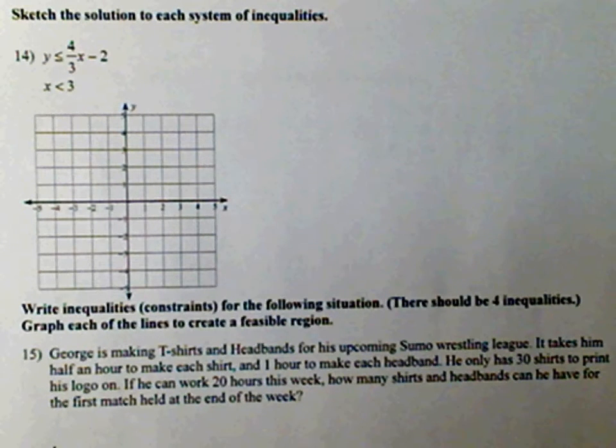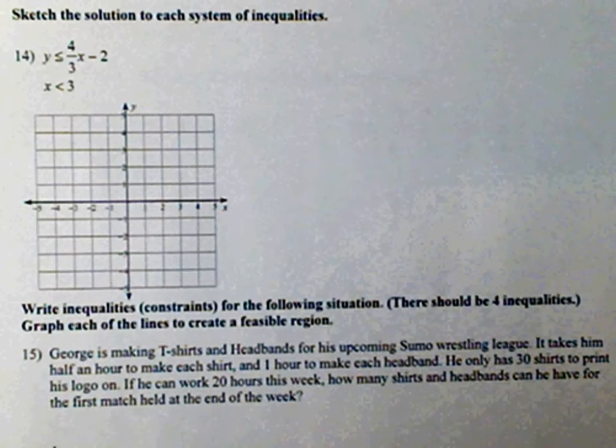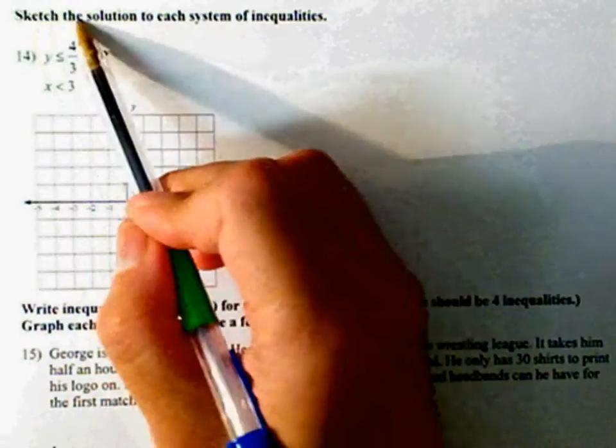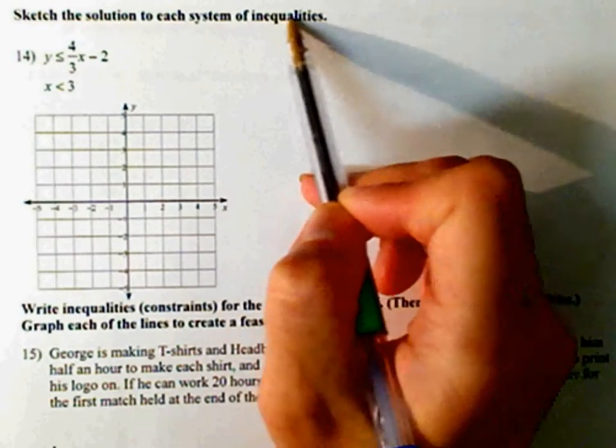Welcome back to your ATM First 9 Weeks review. This one will cover number 14 through 16. 16 is on the next page, but it does answer number 15, okay? On number 14, you are to sketch the solution to each system of inequalities.